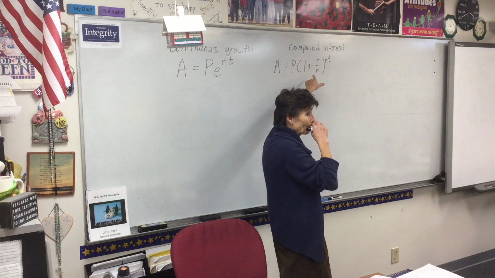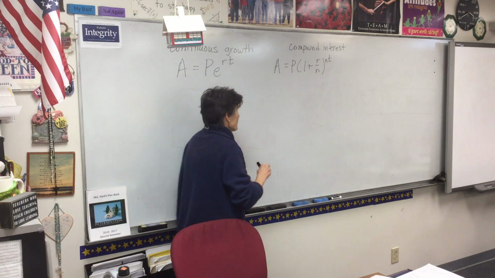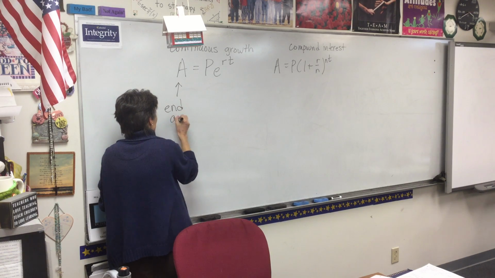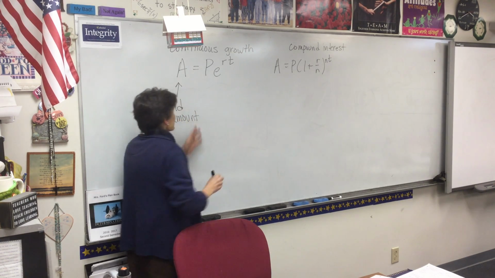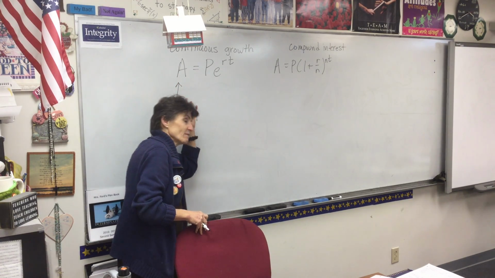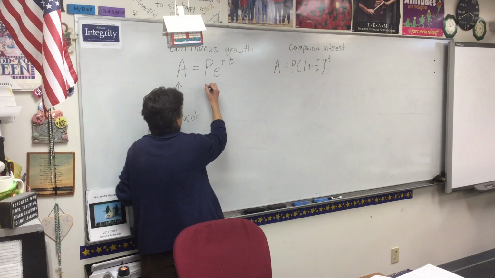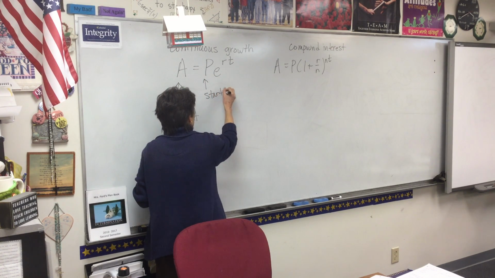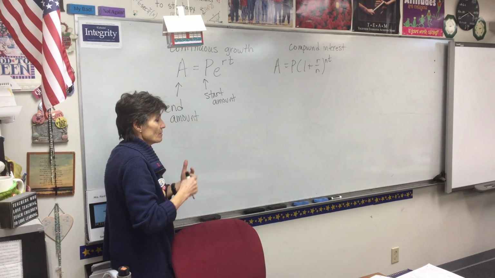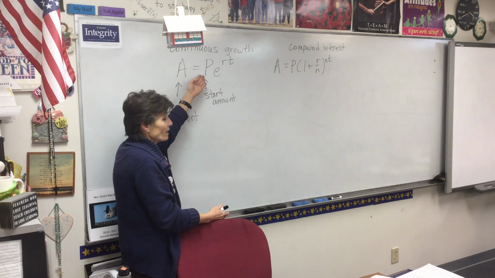Okay, so you think you know which formula to use when? Now let's talk about what all the letters mean. In this formula, A is the end amount. So in other words, it's how many people you end up with, how much money you end up with, how much radioactive element you end up with. This is the end amount. This is the starting amount. In a money problem, the starting amount of money is called the principal. That's why it's a P.